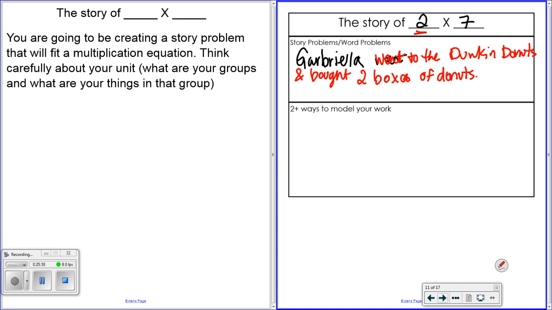Okay, that took place of our 2. What else do I have to add? And 7 were in each box. There were 7 in each box. Very good. What's going to be our question? I want my question, not my answer sentence. We're making a question now. How many donuts did Gabriella buy?